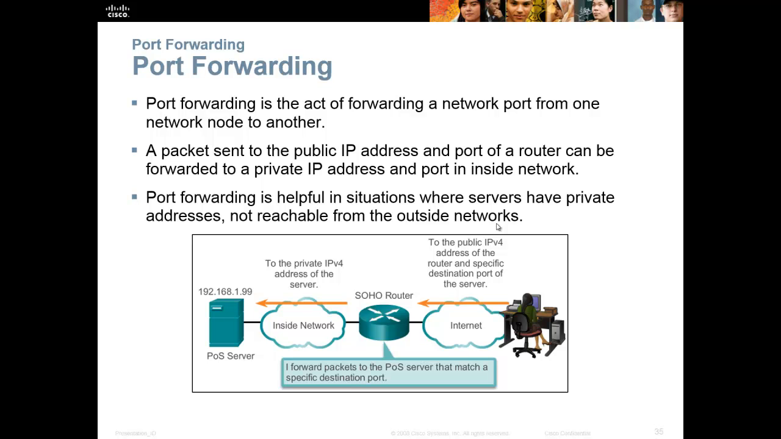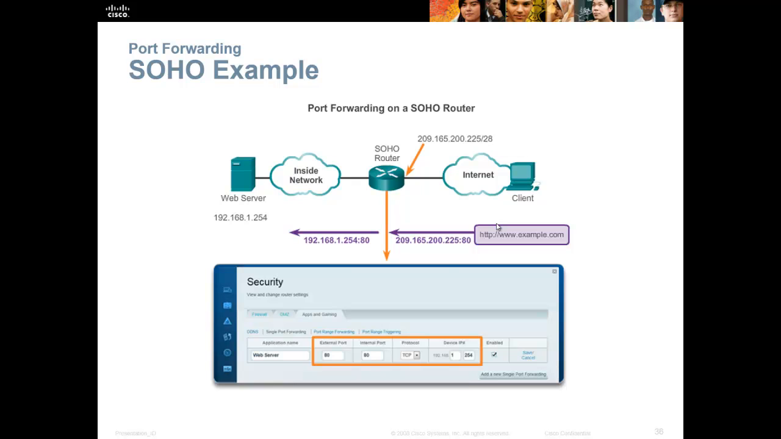So again, you can use that for web servers, things like that. So here in this case, when anything hits 209.165.222.225 on port 80, the router forwards it to the web server because the port is forwarded to the web server.